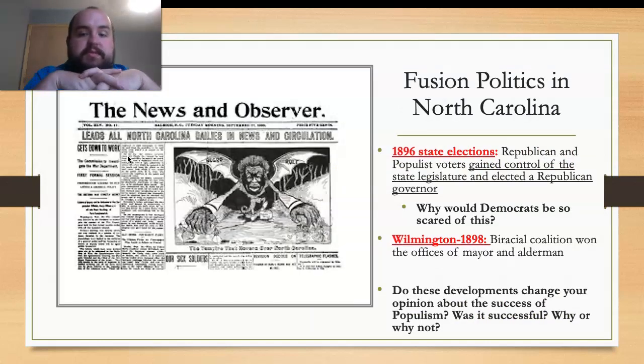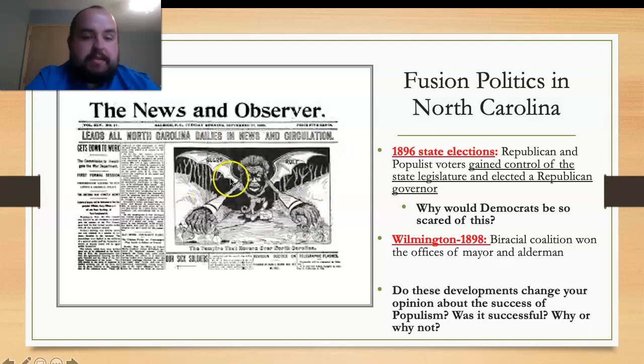Now I want to get a little bit more specific into what fusion politics looked like in our state. In the 1896 elections, Republican and populist voters were actually capable of gaining control of the state legislature, so the state Congress essentially, and they actually elected a Republican governor. Now, looking back on the stuff we talked about last time, why would the Democrats be so scared of this? Pause right now for the viewers at home.